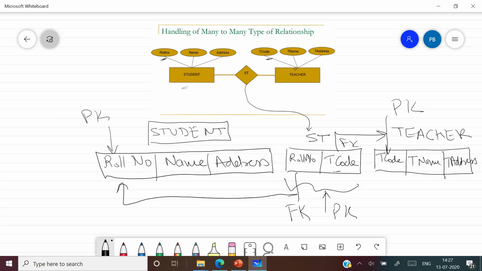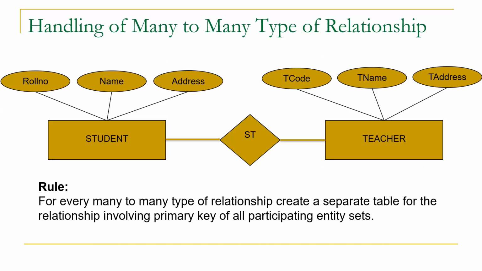So we can conclude that this roll number is a foreign key which refers to roll number of student table for its validation. This teacher code is also a foreign key which refers to teacher code of teacher table, that is a master table, for its validation. And this table has a composite primary key which is a combination of teacher code and roll number. This is all about the handling of many-to-many type of relationships in the process of conversion of ER diagram to tables. So the final rule for handling of many-to-many type of relationship is to create a separate table for the relationship involving the primary key of all participating entity sets.